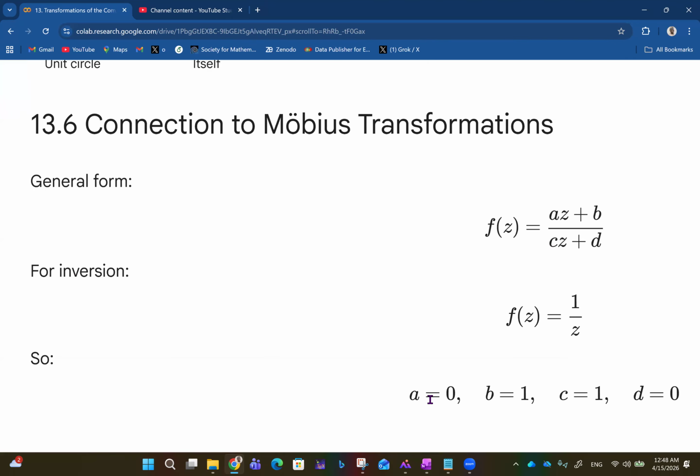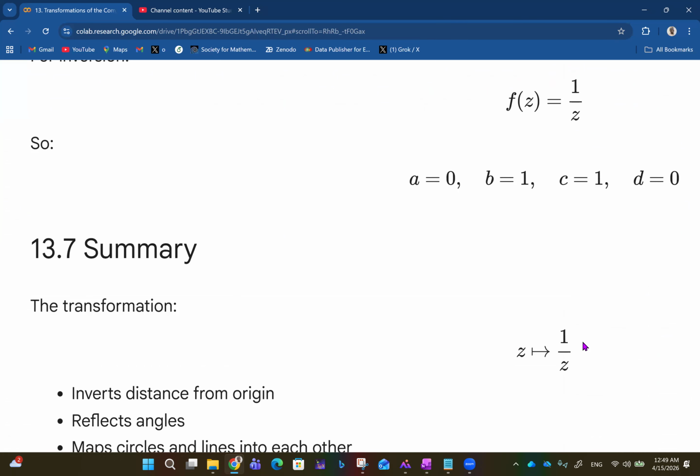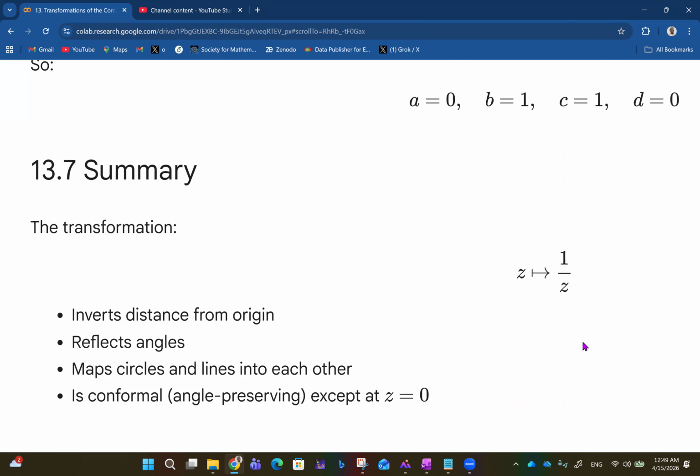So if a is 0, b is 1, c is 1, and d is also 0 in this case for this condition to be met. So c has to be 1, a is 0, this will be gone, b is 1, it will be left, d is 0. So at the end of the day, f of z is 1 over z for inversion. I think it should be Möbius or something like that, it looks like German.